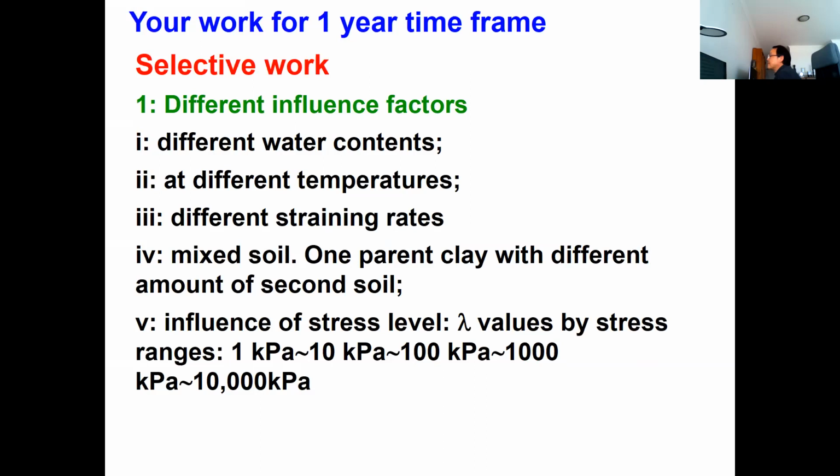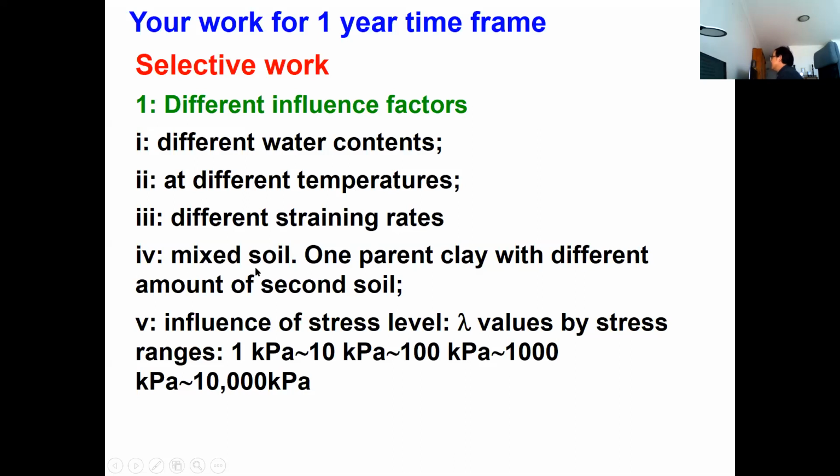And in your second semester, you can choose the following details for your study. How soil behaves at different water content. If they are the same, that's very good. If they are not the same, then what is the difference? Can you find out the difference and make a suggestion for engineers? So when the water content of the soil changes, how the compression behaves, and how it can be modeled. How the soil compression behaves at a different temperature or at different loading rates.